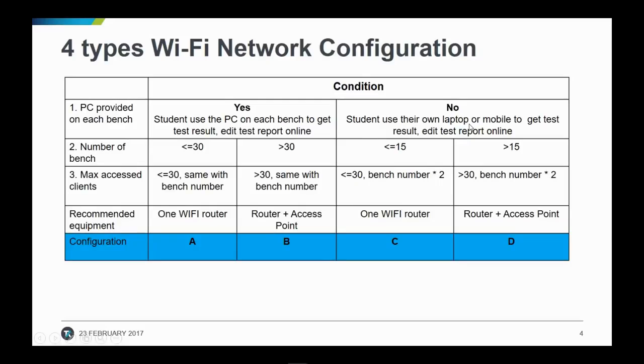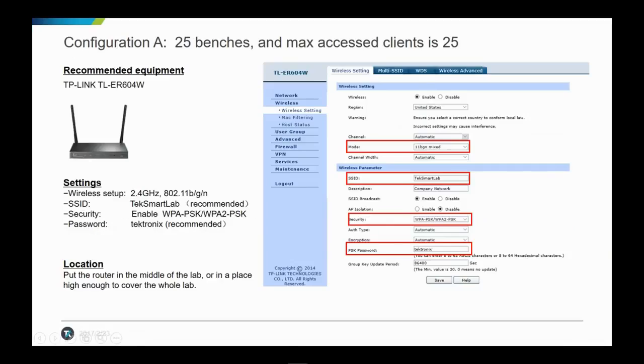Configuration D as an example. A PC is not provided on each bench, which means students will use their own laptop or mobile to access the TekSmartLab network. Number of the benches is more than 10. In this condition, the maximum accessed clients required for the network should be more than 30. So the recommended equipment would be router plus access points. Let's see a little more details for these 4 different configurations.